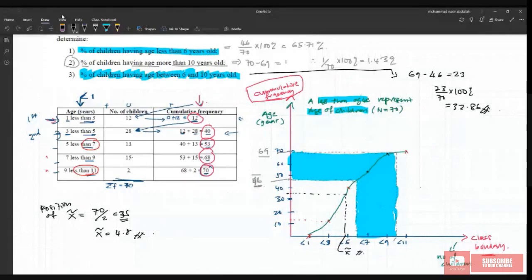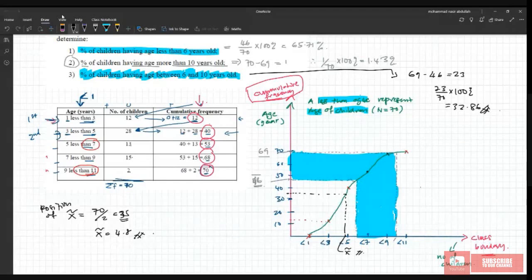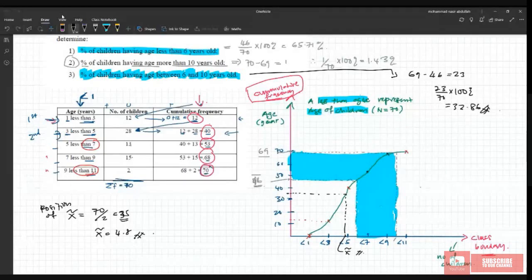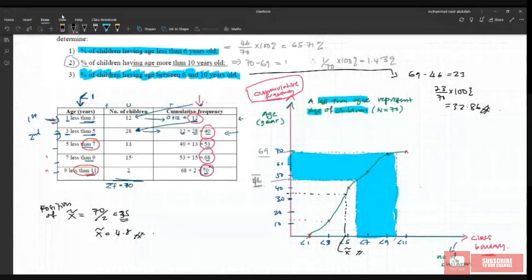So far, do you understand how to construct a less than ogive and answer the questions from a less than ogive? Can you comment on the chat room if you understand? If you have a question, you can write it into the chat room.